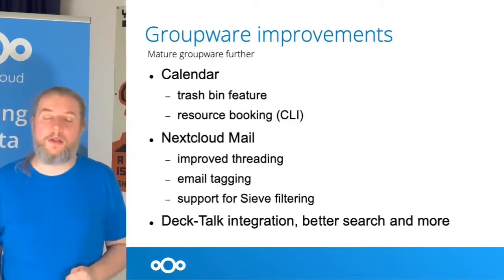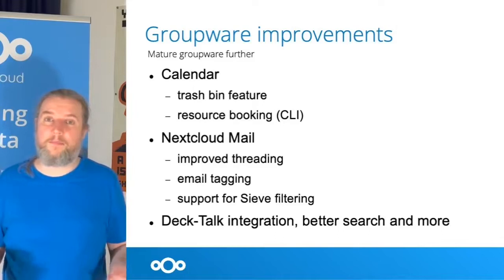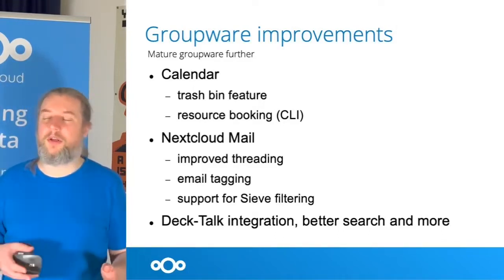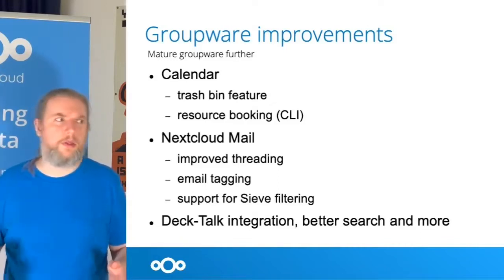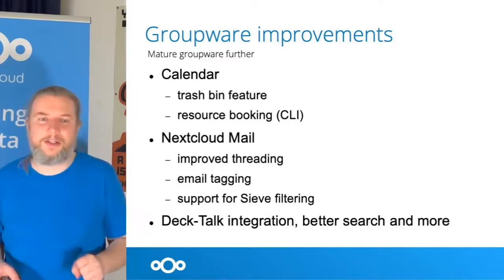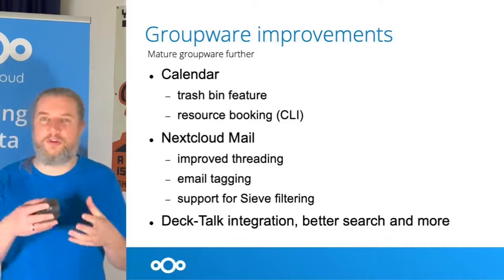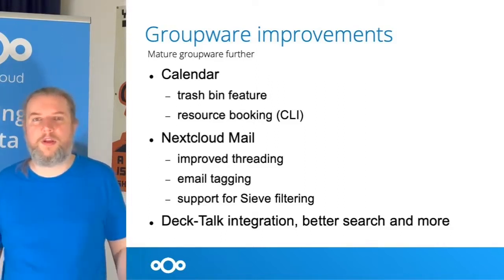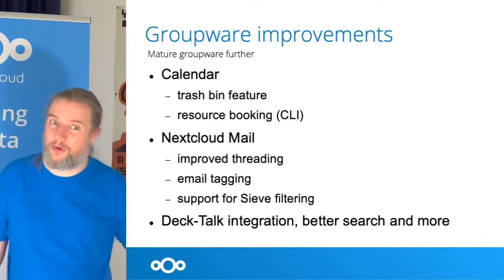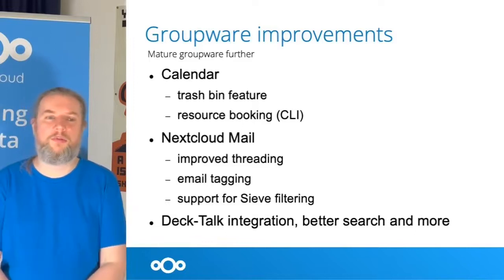In Nextcloud Mail, we improved the threading. We introduced email tagging. In 23, we made the email tagging compatible with Thunderbird and Apple Mail. I think other clients too, but don't remember the details, but we'll get to that later. And introduced support for sieve filtering. So sieve is like server-side filtering of emails. Now, there's also DEC Talk integration, as we talked about earlier, search improvements and other improvements. There's lots of other stuff.